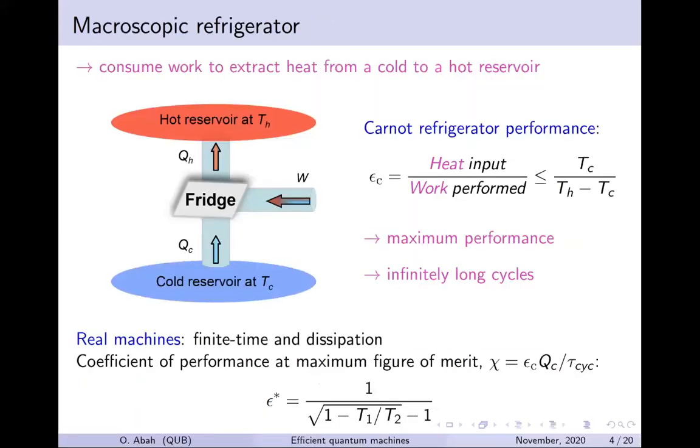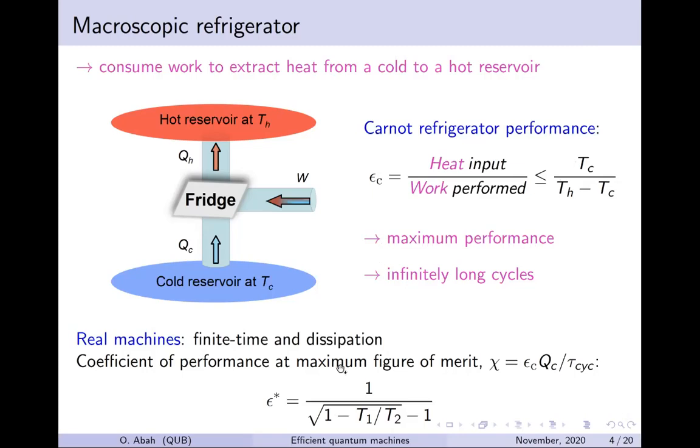So let's look at what actually a refrigerator is. It's basically any device which performs some work, you extract some heat from a cold bath to a hot bath, and in the process you add some work. And the Carnot efficiency tells you that the ratio of the input heat upon the output is given by this temperature ratio. But one of the problems is that although it's the maximum performance, it is actually slow.